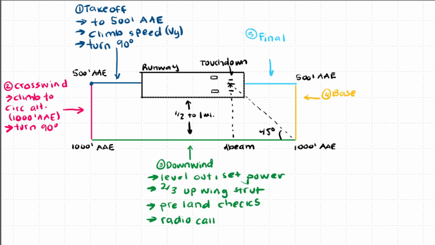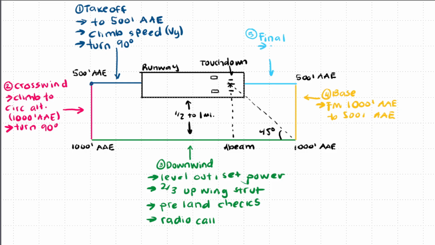And that takes us onto our base leg. The base leg is pretty much taking us from 1,000 feet above aerodrome elevation to 500 feet above aerodrome elevation, which is where we would begin our final leg. Now, your final leg, you're really trying to focus on coming in stabilized and safely. Your final leg is pretty much taking you to touchdown.